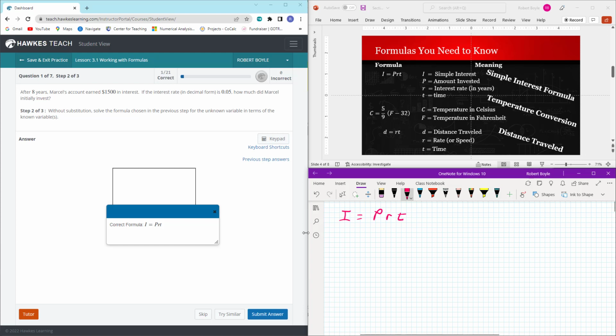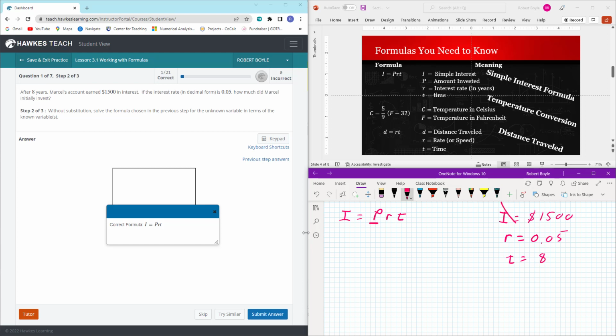Okay? And we know what I is. I is equal to $15,000. R is equal to 0.05. And T is equal to 8. The only thing that we don't know is what P is. Okay, so this is the thing that we want to solve for.